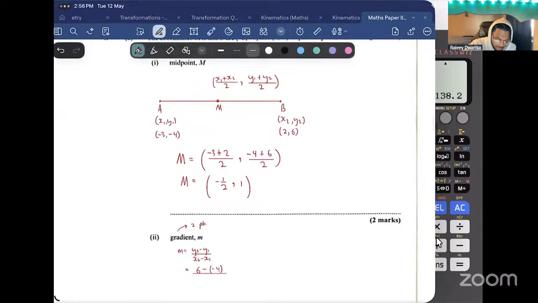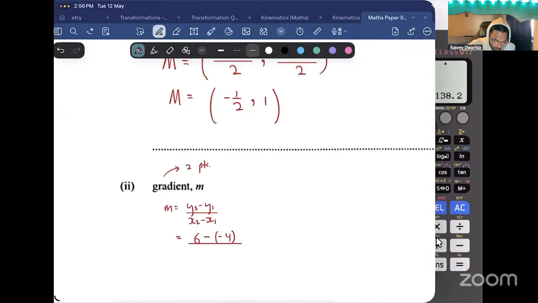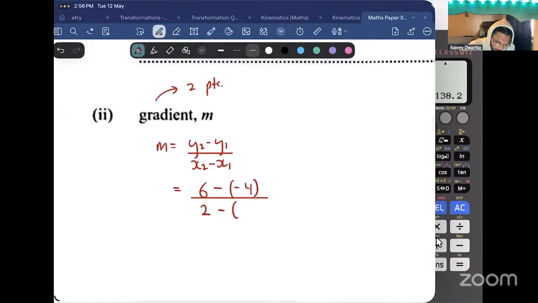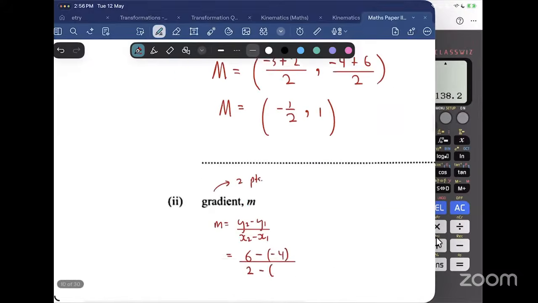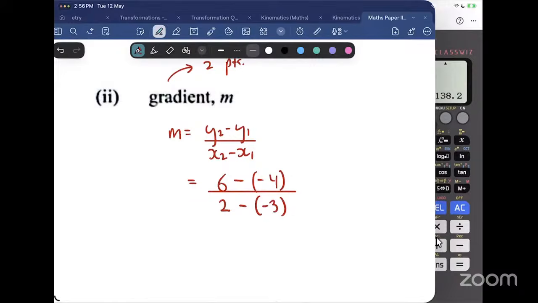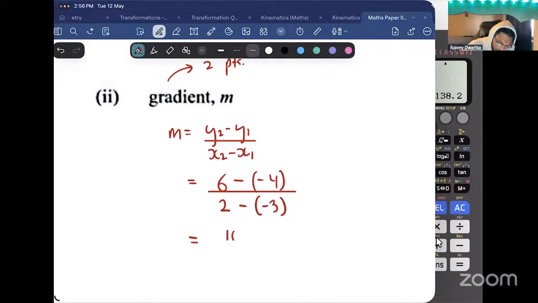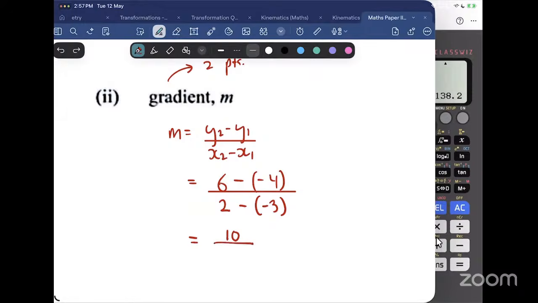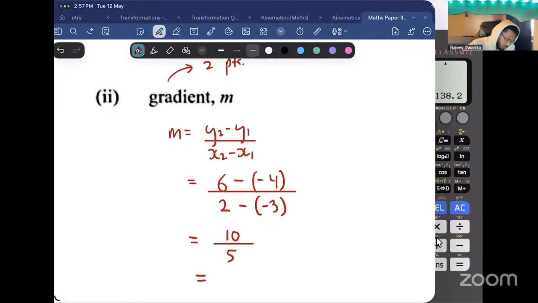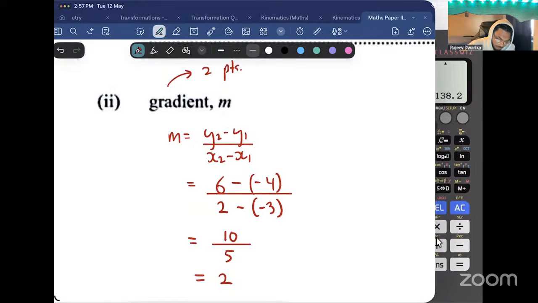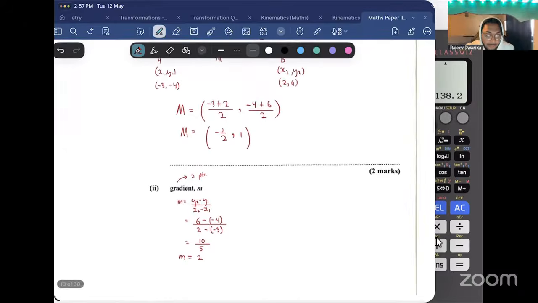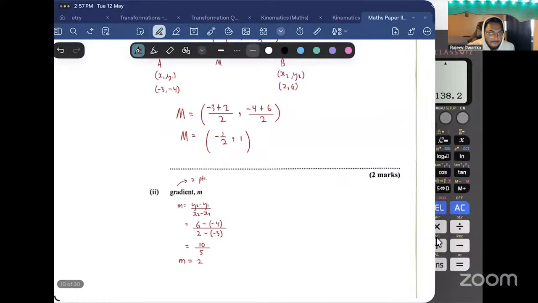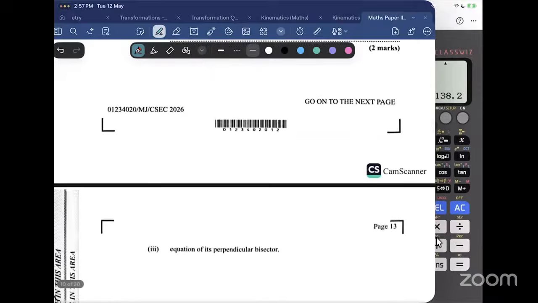Then we're going to say x2 minus x1. x2 is 2, and x1 is -3. So 6 minus -4 will be 10, and 2 minus -3 will be 5. What's the answer? 2. Did you all get 2? Alright, big up yourselves. Okay, let's move on.